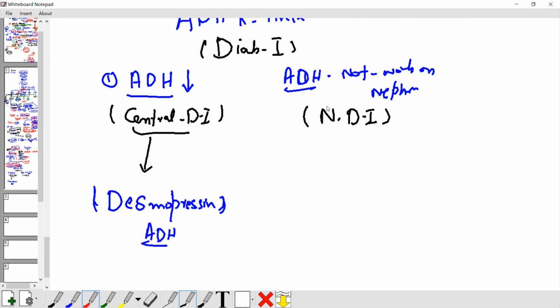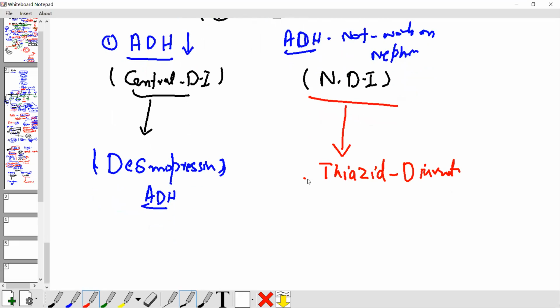If the ADH is already there but is not working properly, for this condition we can use thiazide diuretics. Thiazide diuretics for diabetes insipidus. So why nephrogenic diabetes insipidus? In nephrogenic diabetes, maybe some drug is the cause. For example, if you're using lithium causing diabetes insipidus, we must stop lithium.